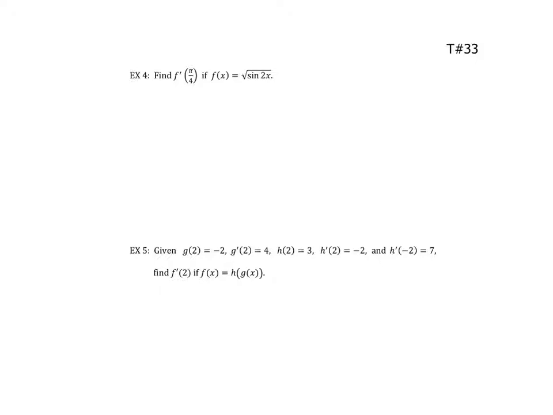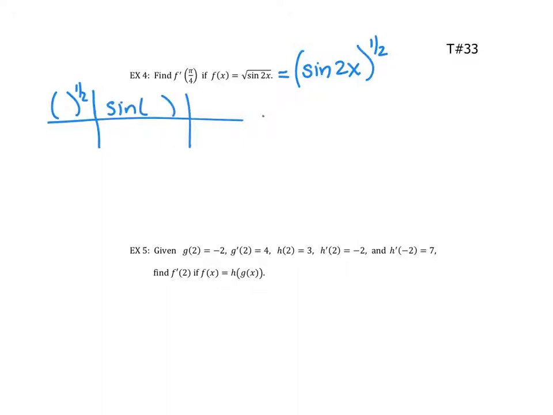All right, what's the derivative of that? I like to rewrite that. This is really sine of 2x to the 1/2 power. So if you like the boxes, I have something to the 1/2. I have the sine of something, and I have 2x would be my layers.